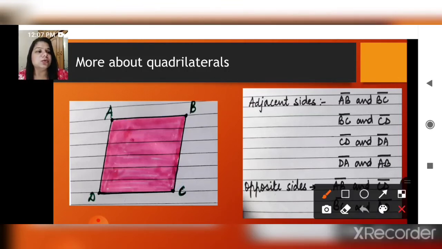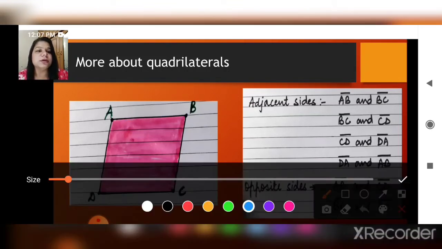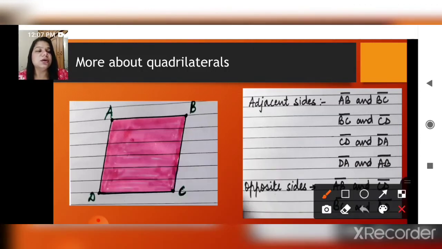Okay, now to start with the next side with a common vertex, you can check now. Next is the side BC and CD. And what is the common vertex? Here C is the common vertex. That's why we have written that these two are adjacent sides.